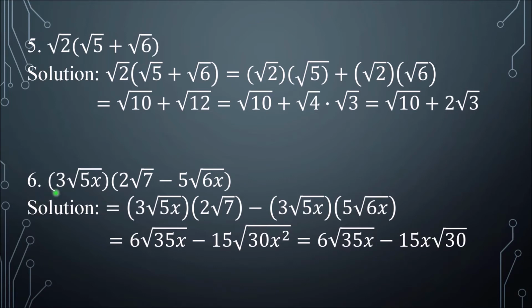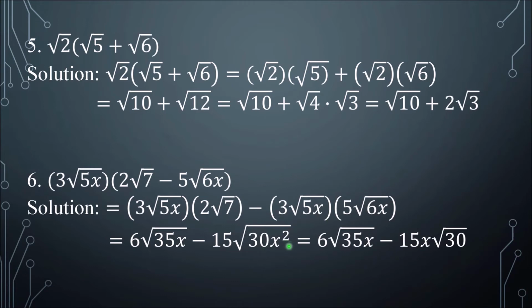Number 6, 3 square root of 5x times 2 square root of 7 minus 5 square root of 6x. So again, a monomial times a binomial, radicals. So distribute. This one times this is this, which is equal to this. So 3 times 2 is 6. 5x times 7 is 35x. Next, this one times this. So that's it. 3 times 5 is 15. 5x times 6x is 30x squared.